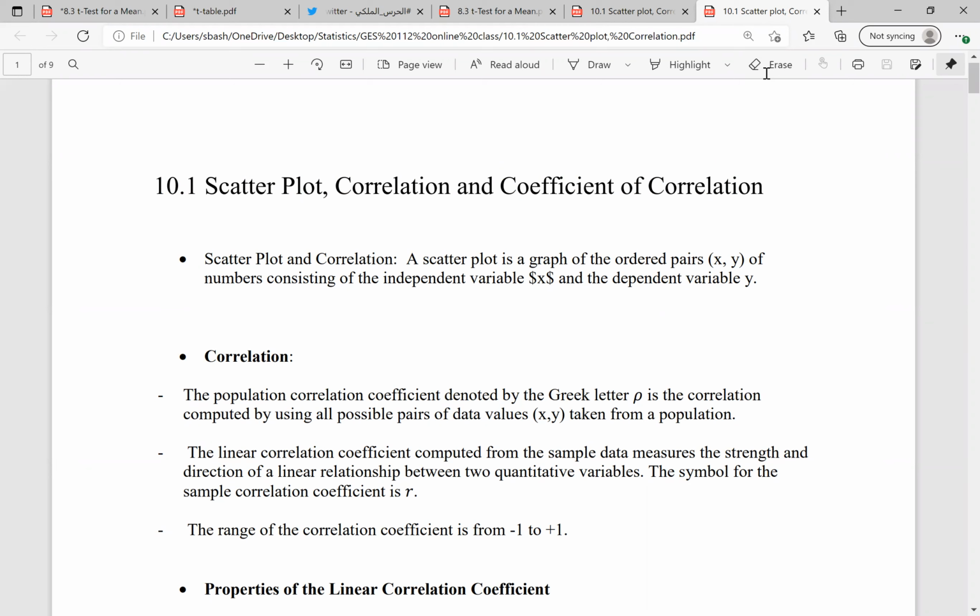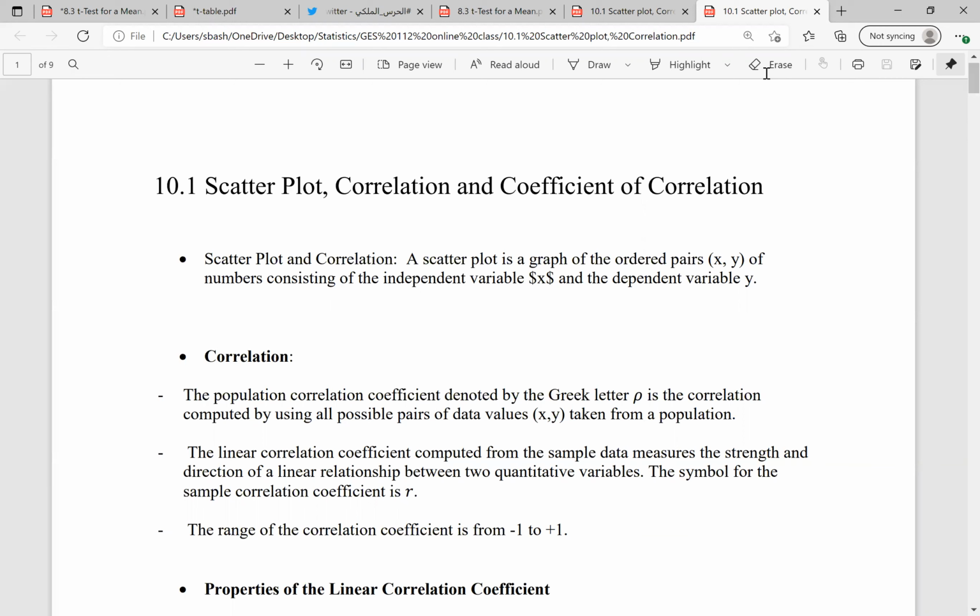We have two variables x and y. These will represent pairs and can be graphed by just putting points in the ordered pairs of numbers. So a scatter plot is a graph of the ordered pairs x, y of numbers consisting of the independent variable x and the dependent variable y.